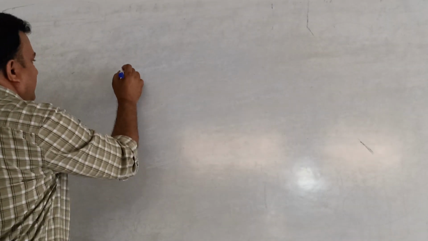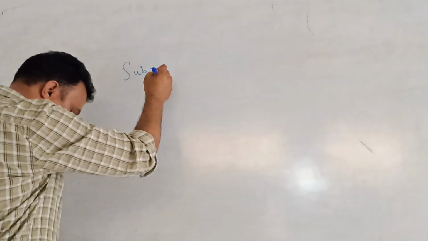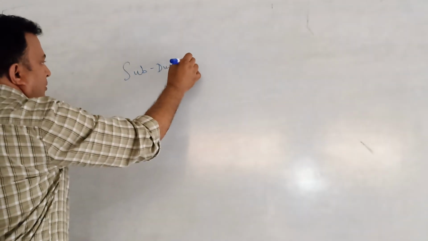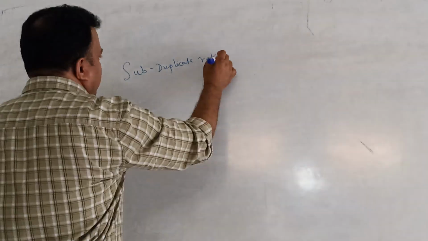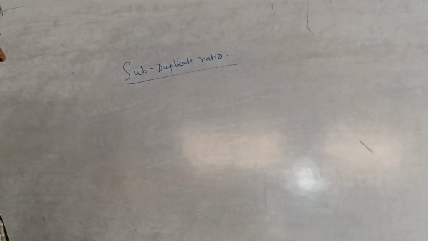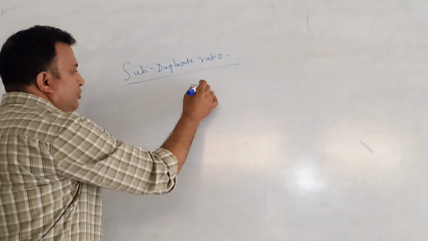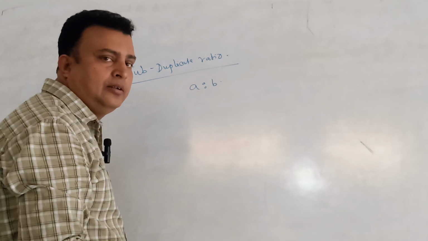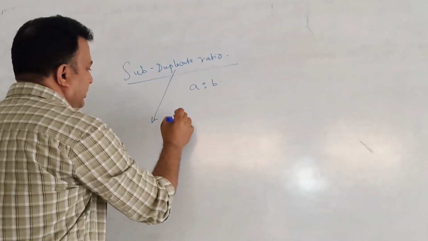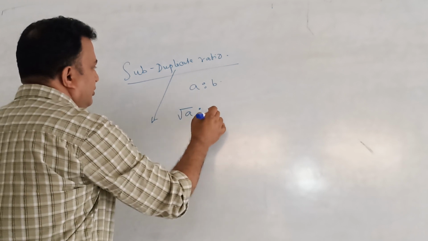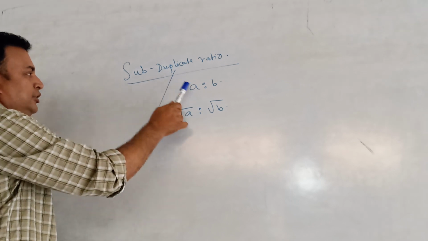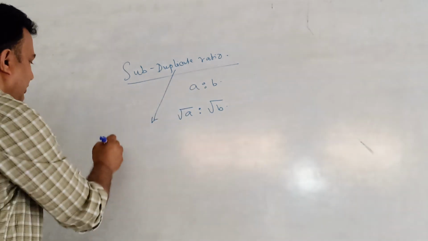Another is sub-duplicate ratio. What is sub-duplicate ratio? Suppose a ratio is A is to B. Its sub-duplicate ratio will be square root of A is to square root of B. This is the sub-duplicate ratio of A is to B.